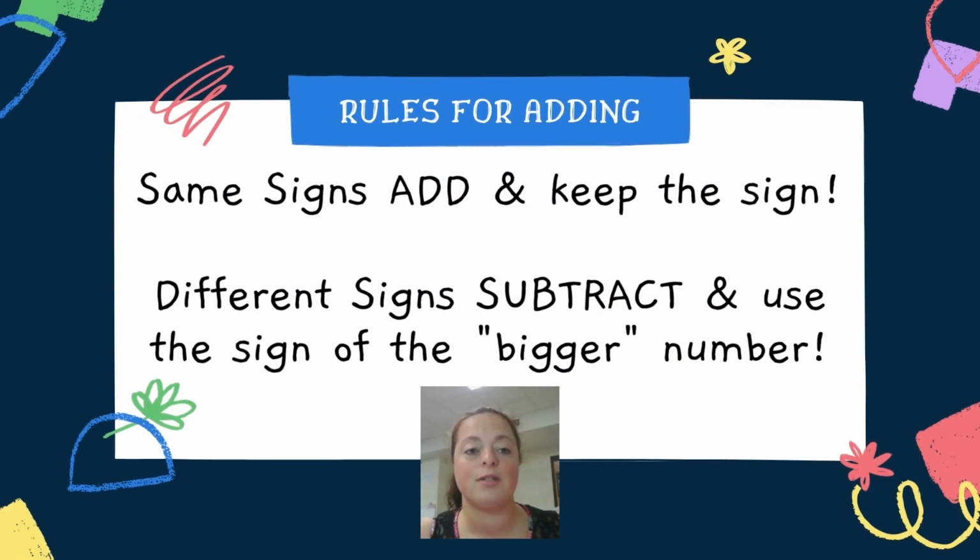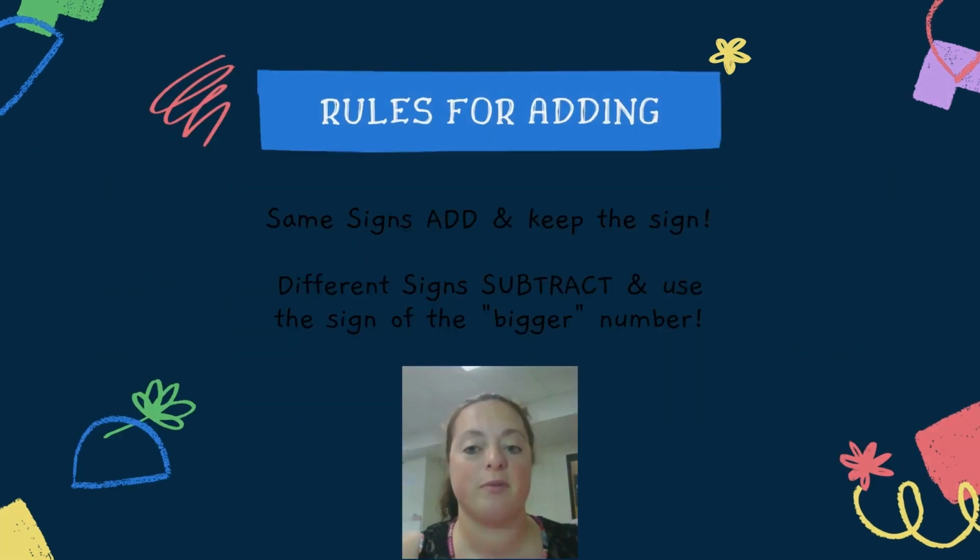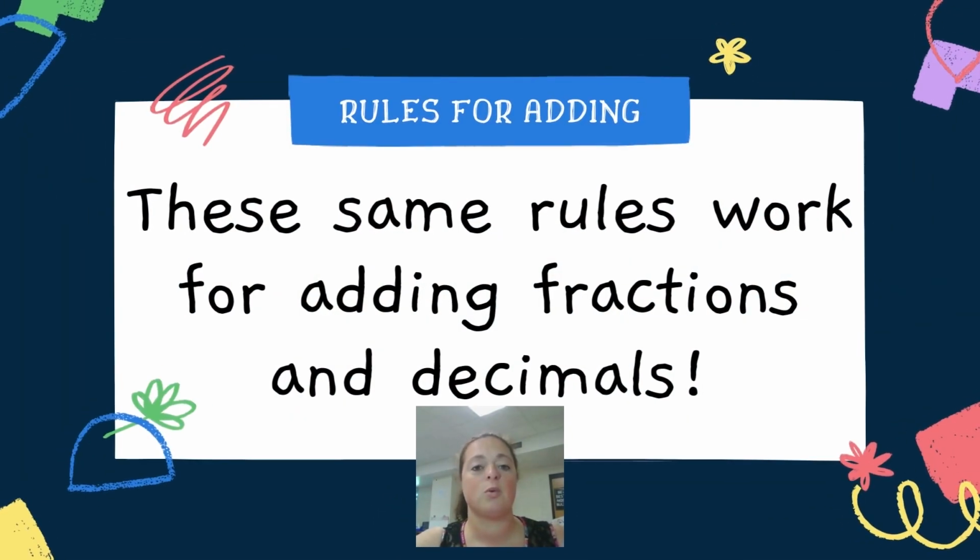So here are your rules. If you're adding two integers with the same signs, you add them and use the sign that was in the problem. If you're adding two integers with different signs, you subtract them and use the sign of the bigger number. This doesn't just work with integers. The same rules work for when you're adding fractions and decimals too.